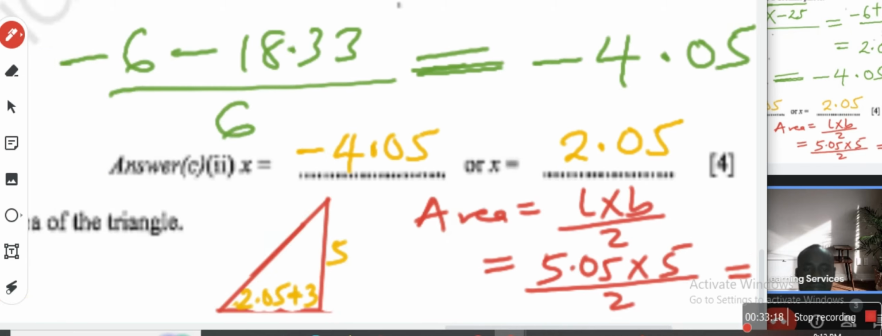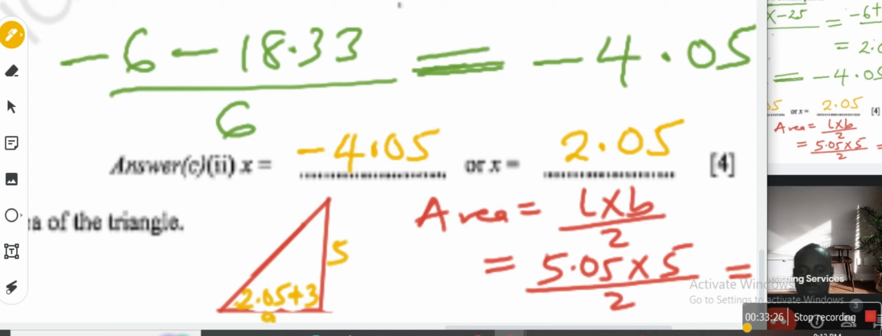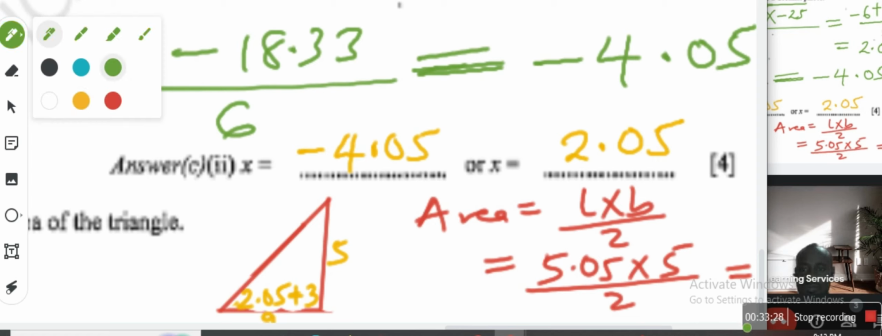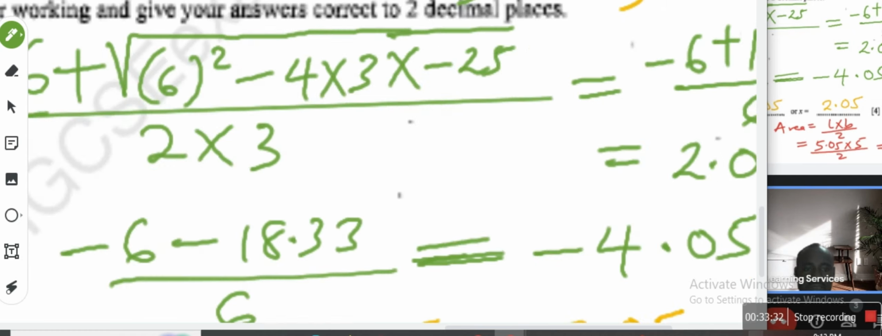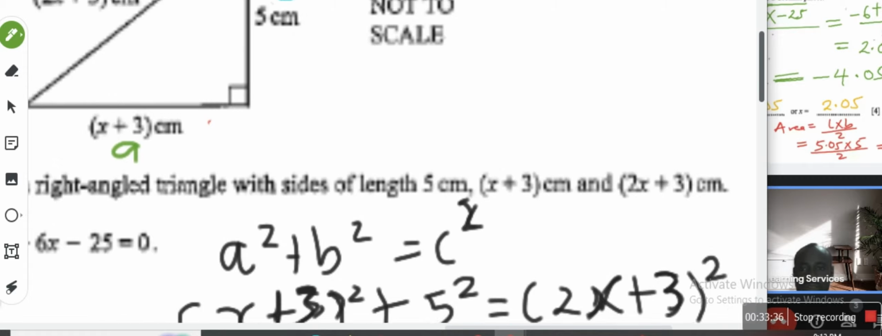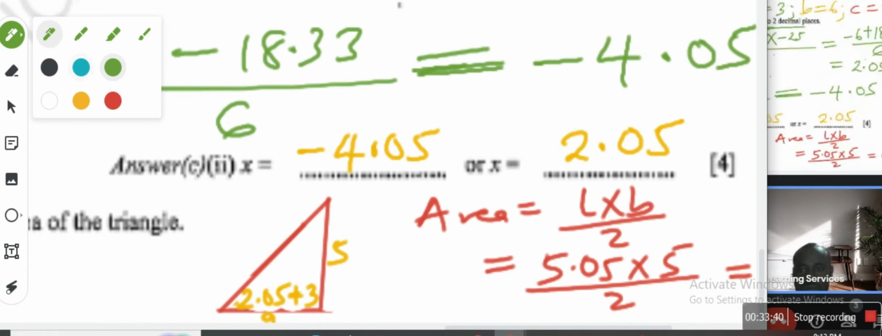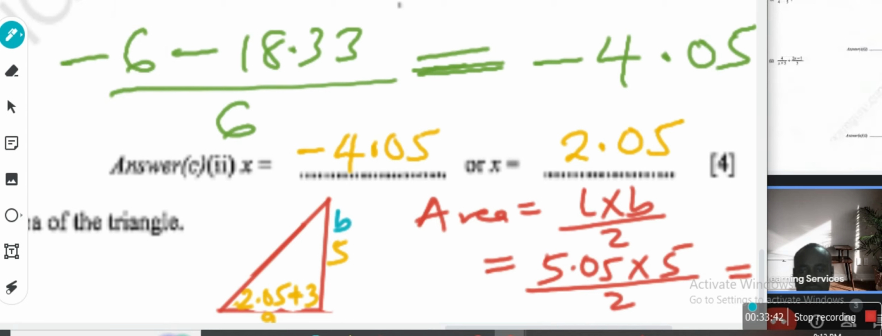Is that fine? All right. Okay, I think we can look at this other question. Go to the next page. There's a question I want to show you before we leave this. By the way, this is B. This is A, B. Next page.